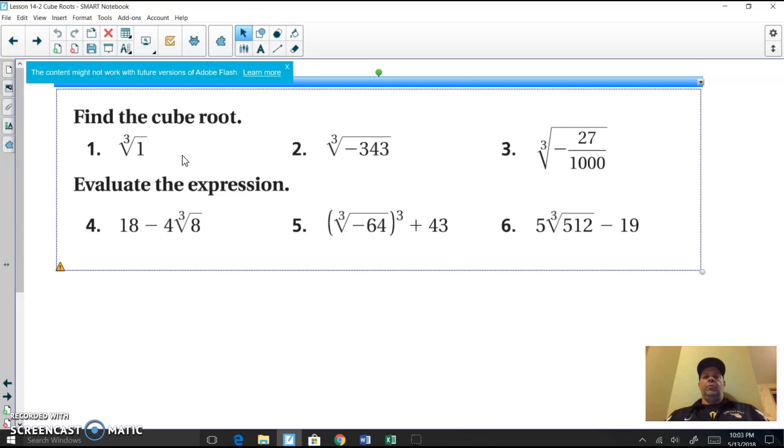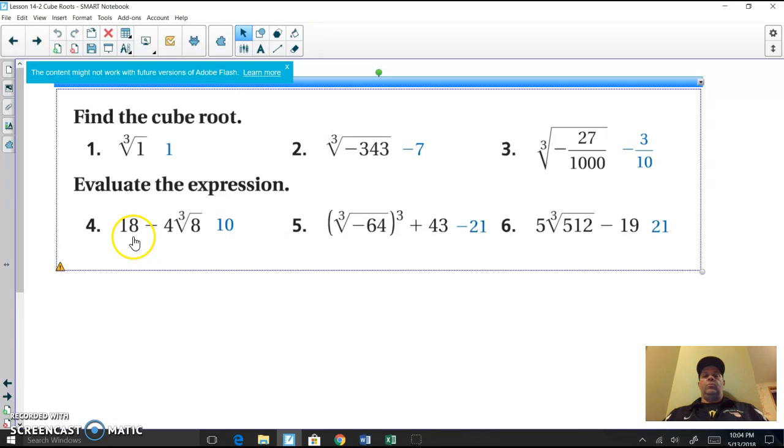In our first problem, the cubed root of 1, 1 times 1 times 1 equals 1, therefore we have 1. In the second one, we know it is negative and it is a cubed root, so our answer must be negative. When I take 7 times 7, that is 49, times -7 gives us -343. The cubed root of 27 is 3. The cubed root of 27 is 3. And the cubed root of 1,000 is 10. We know that this is negative, so our answer must be negative.